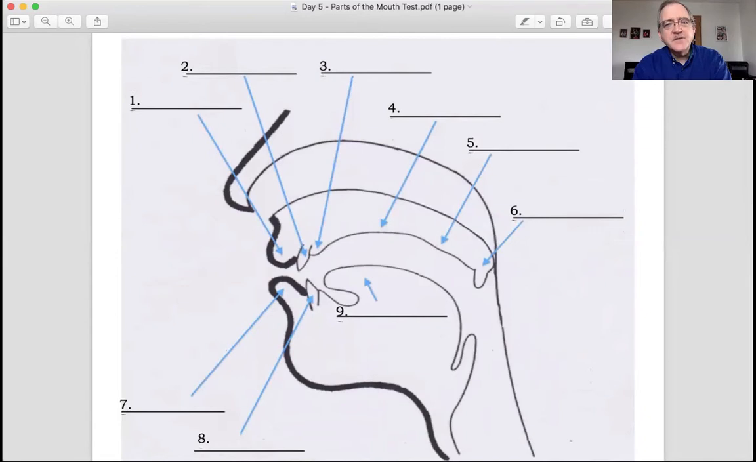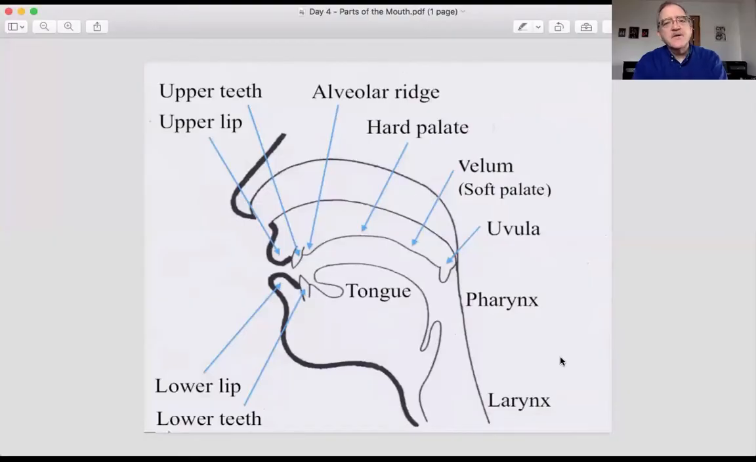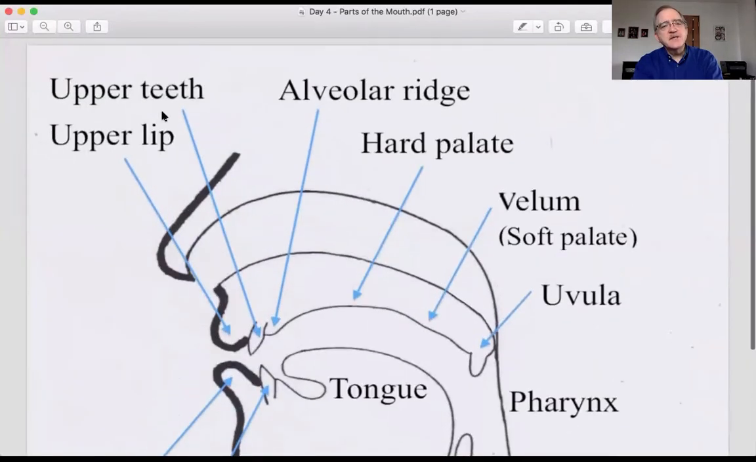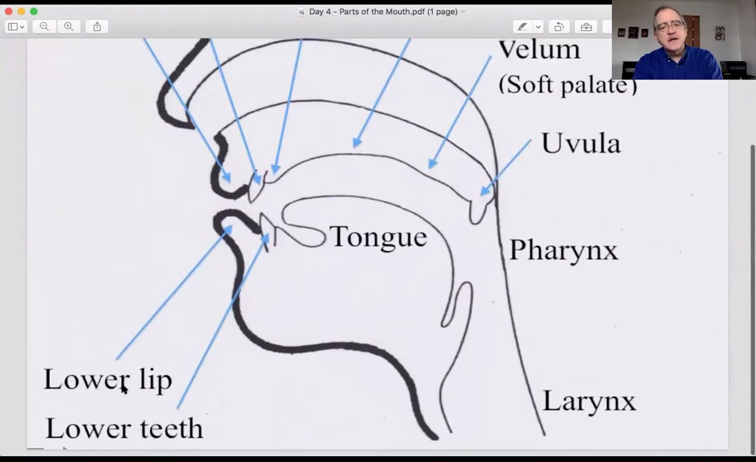In case some of you don't remember those parts of the mouth, let me show you the original file. Okay. This is the original file that I showed you. All right. Here it is. And so if you need to get some of these words down, get these words down: upper teeth, upper lip, alveolar ridge, hard palate, velum, uvula, lower lip, lower teeth, tongue.